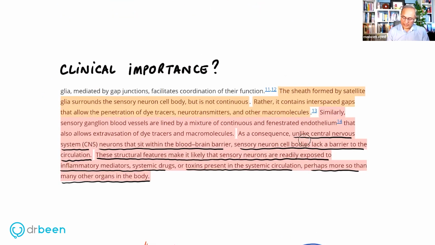So back here, as a consequence, unlike central nervous system neurons that sit within the blood-brain barrier, sensory neuron cell bodies lack a barrier to the circulation. These structural features make it likely that sensory neurons are readily exposed to inflammatory mediators, systemic drugs, or toxins present in the systemic circulation, perhaps more so than many other organs in the body. They are even less privileged than other organs in the body. And again, my commentary, this may actually be by design to give us a quick alert that something wrong is happening in the body.